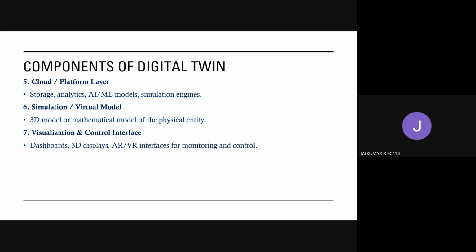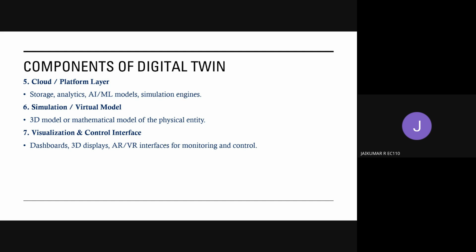The next one is simulation or virtual model. So after taking the decision, you need to simulate. You need to create some virtual model or a mathematical model. It may be a 3D model or a mathematical model of the physical entity. Physical entity means the system, the original machine.